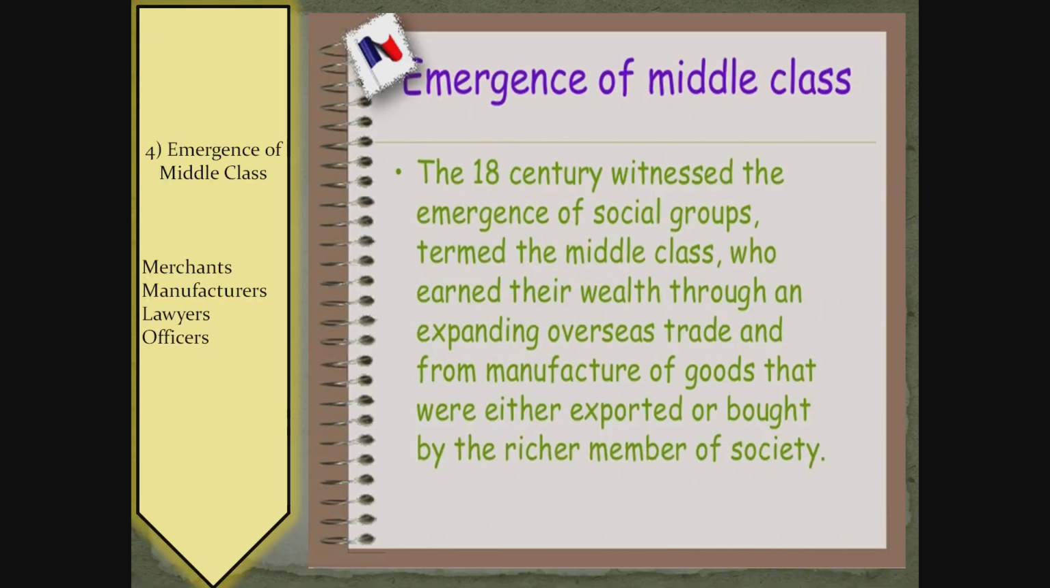Fourth reason, which is the most important reason, that is the emergence of the middle class. What is the middle class? First we will see here. The 18th century witnessed the emergence of social groups, termed the middle class, who earned their wealth through an expanding overseas trade and from manufacture of goods that were either exported or bought by the richer members of society.